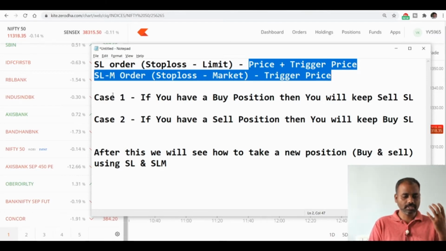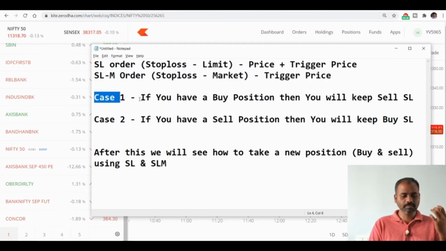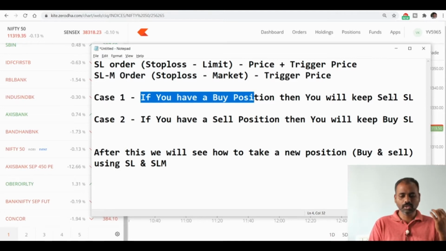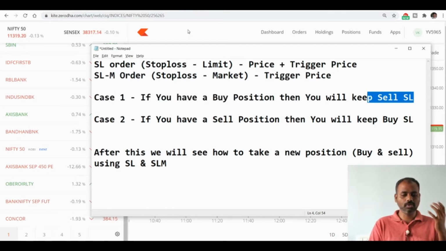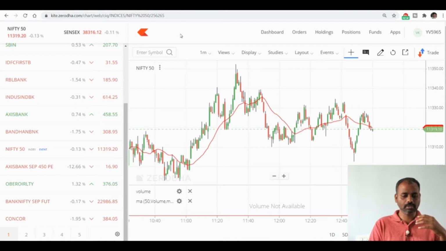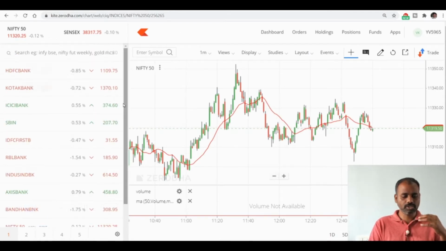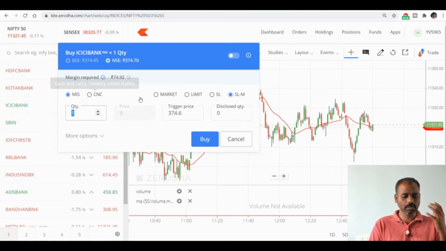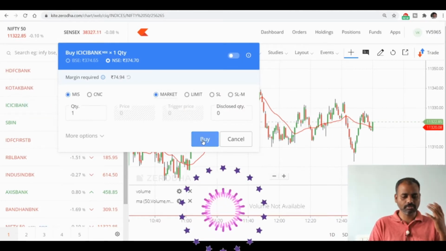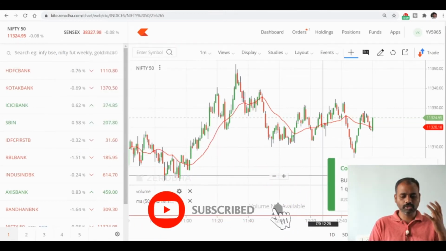Let's try to understand case by case. In the first case, if you have a buy position, then you will keep a sell stop loss. I will go and explain this live. If you have a buy position, it means first you have to buy a stock. That is called a buy position. I am going to buy one stock of State Bank of India in the market for quick execution. I now have a buy position of ICICI Bank.